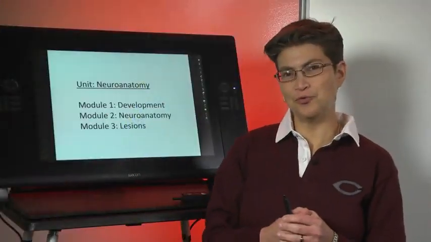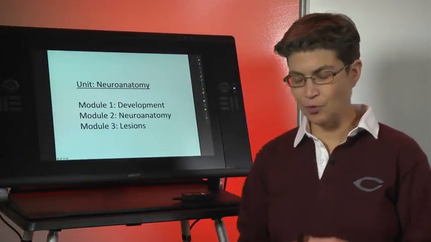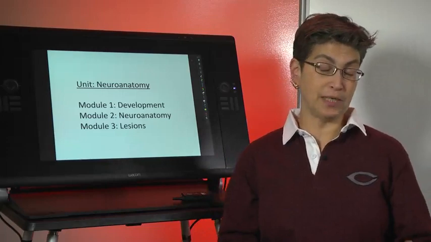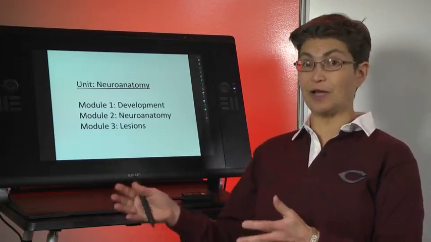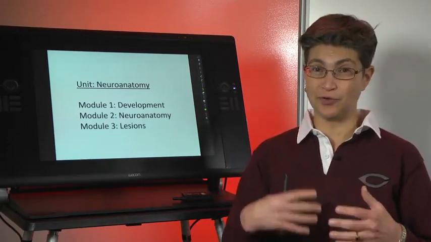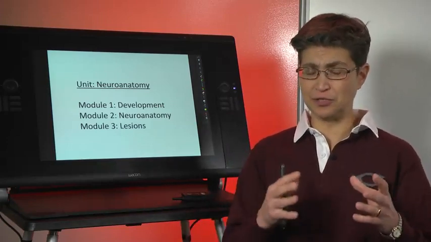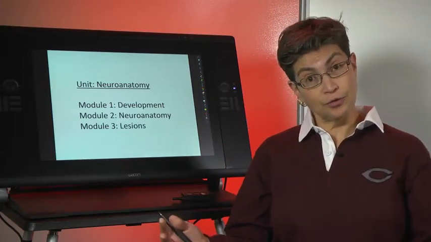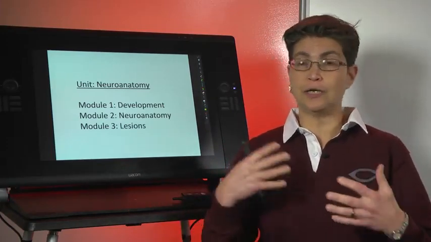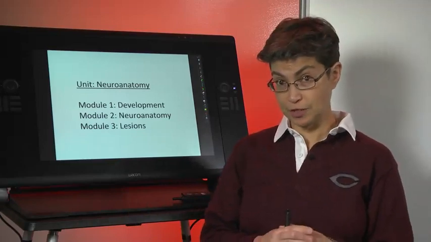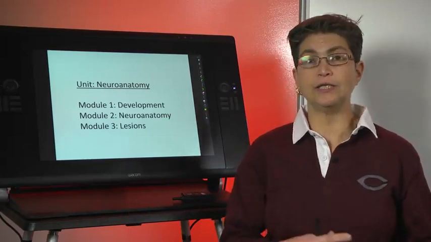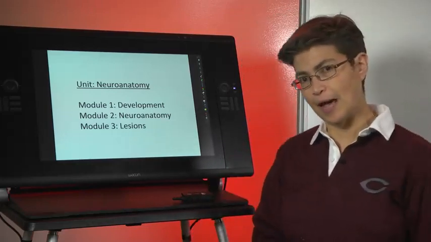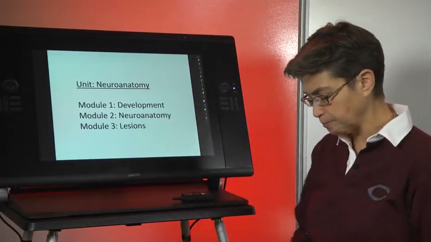Okay, welcome to Neuroanatomy, a week on neuroanatomy. We're going to look at neuroanatomy in 3 modules. We're going to start with development because understanding how the nervous system develops is incredibly helpful for understanding the eventual very complicated structure of the brain. And then we're going to look at the neuroanatomy and the regional functional anatomy of the nervous system. And finally, we're going to look at lesions, what can go wrong. Most notably, we'll look at strokes and how they happen and the blood supply to the brain.